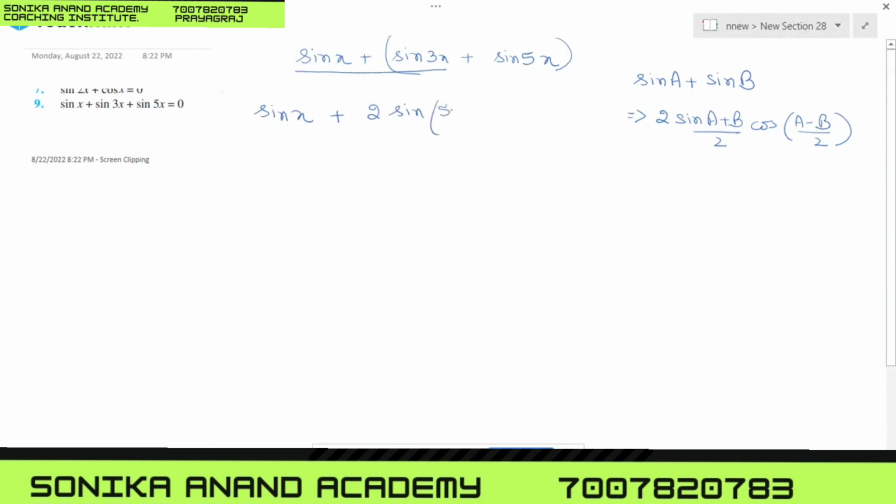So 2 sin of 5x plus 3x by 2, then cos of 5x minus 3x by 2. So sin x plus 2 sin 4x cos x, that is 8x by 2, that is sin 4x, and here x minus 3x. Equal to 0. Now what will you do now? Can you tell me? Think for a while.